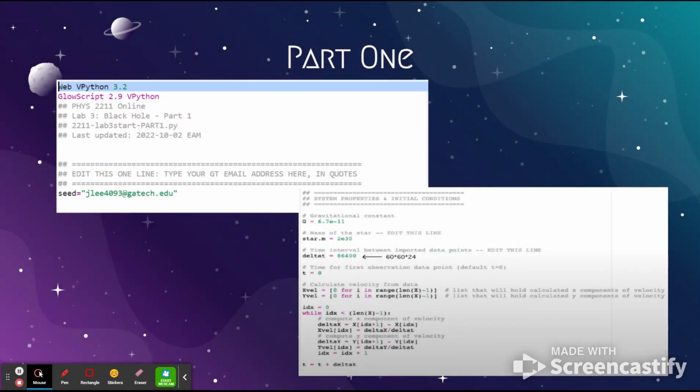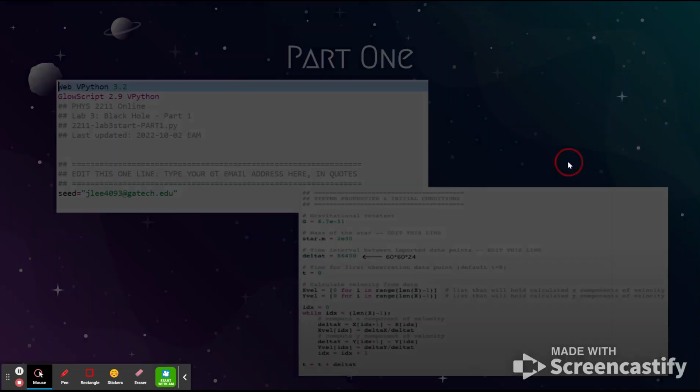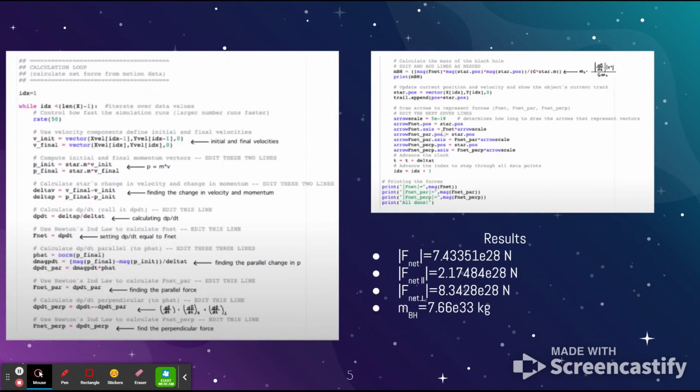So for part 1 of the lab, first, for the code, you have to enter your own email to get a random number, a random seed. And then down in the code, we have delta t as 1 day in seconds. Then for the calculation loop, we have the initial and final velocities, and the initial momentum and final momentum, which is equal to mass times velocity. And then we have delta v and delta p, the change in velocity and momentum. It also calculates dp/dt, which is delta p over delta t.